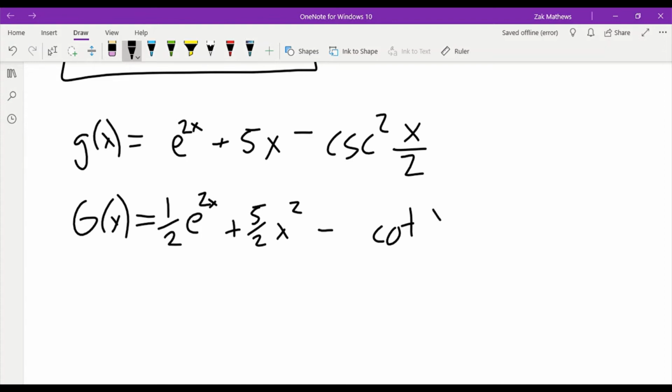And the angle always has to stay the same because of the chain rule. The inner function always has to stay the same. So the derivative of cotangent x over 2 would be cosecant squared of x over 2, but then here we do have the chain rule. So we'd multiply the 1/2 to the front.